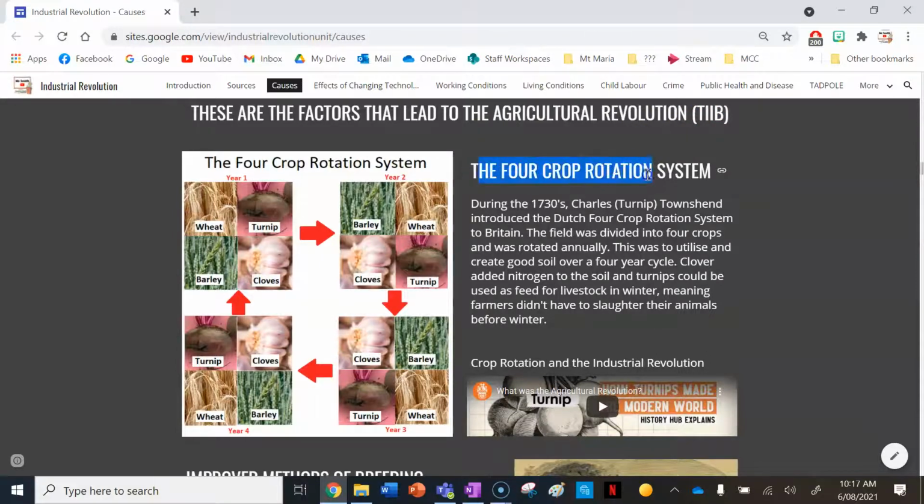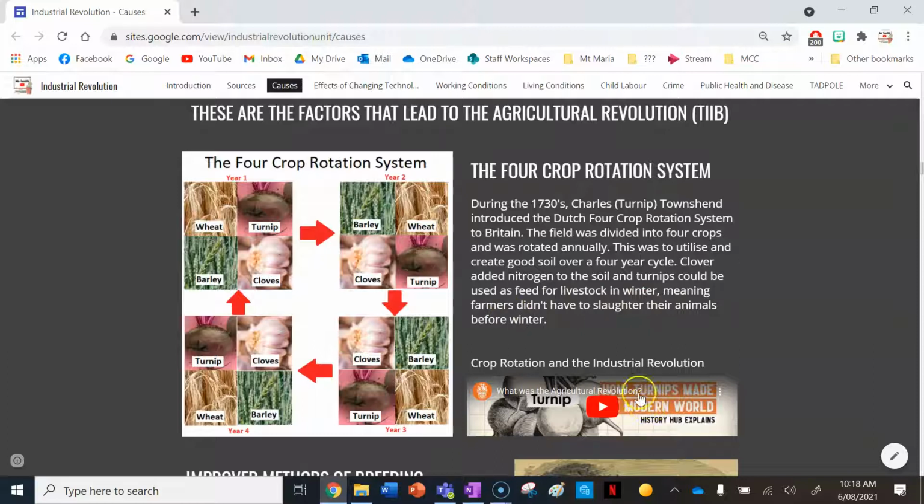So the first one is the four-crop rotation system, the T for TIB. During the 1730s, Charles Turnip Townshend, Turnip was his nickname, introduced the Dutch four-crop rotation system to Britain. The field was divided into 4 crops and was rotated annually. Prior to this, it was only rotated into 3, and 1 area of soil was left fallow, left unutilised. This was to create good soil over a 4-year cycle. Clover added nitrogen to the soil, and turnips could be used as feed for livestock in winter. This was significant because it meant that farmers didn't have to slaughter their animals before winter.